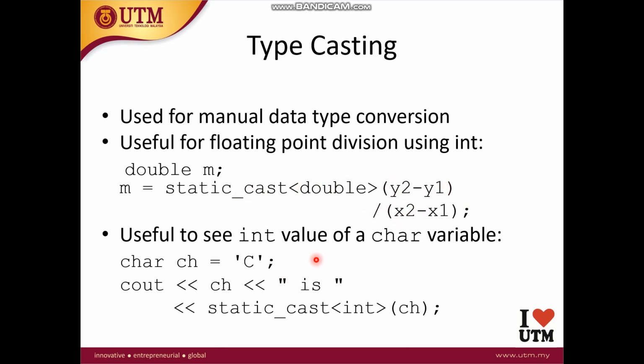It can even be used to see the integer value of characters. Here we've got char ch equals c, and we are going to print the character itself. But when you want to display the corresponding integer value of that character, we need to use static_cast, then angle bracket int, and then parentheses with the name of the variable. So here it gives you the c itself, but here it shows the integer value of that character.